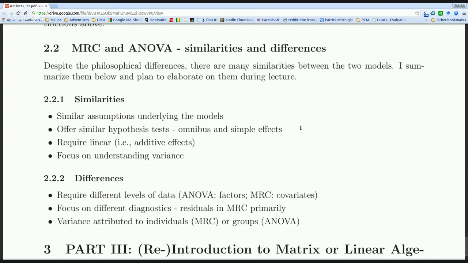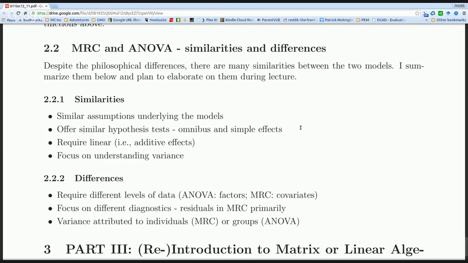Now, how do they differ? Generally speaking, MRC and ANOVA differ with respect to the types of predictors. In analysis of variance, we have factors. In multiple regression, we have covariates, but we can also have factors. So we can have class-level variables and covariates in MRC. In ANOVA, we can only have class-level variables.